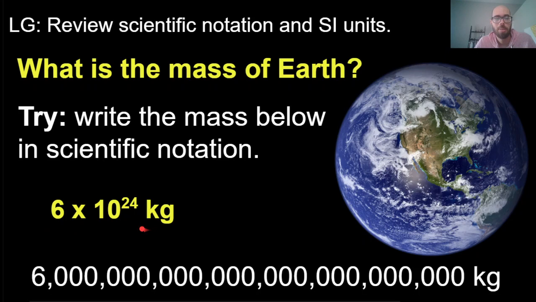So we multiply by 10 24 times to obtain this number, the mass of the Earth. 6 times 10 to the 24 kilograms is much easier to say and much easier to remember than 6000... I'm not going to say it again. You get the picture. It's horrendous having to say all those zeros. So this is why we use scientific notation.